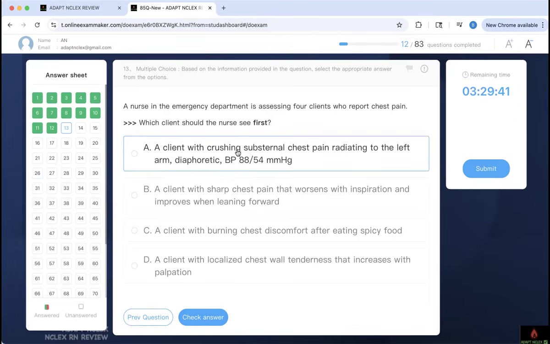I can tell you, one is having cardiac chest pain. Crushing substernal chest pain radiating to the arm with diaphoresis and hypotension, that's a heart attack. Chest pain that worsens with inspiration and improves with leaning forward is pericarditis, you have time. Don't worry. Burning chest discomfort after eating spicy food is gastroesophageal reflux. And localized chest wall tenderness that increases with palpation is costochondritis, a bony problem. One is in trouble.